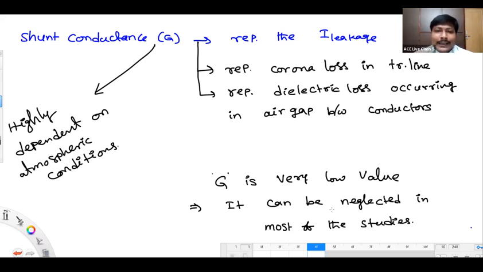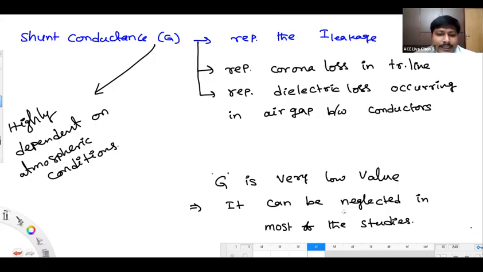Rashmi, what is not clear? Can you please tell me what point you have not clear? Can you please elaborate? Yeah. Yeah, fine.